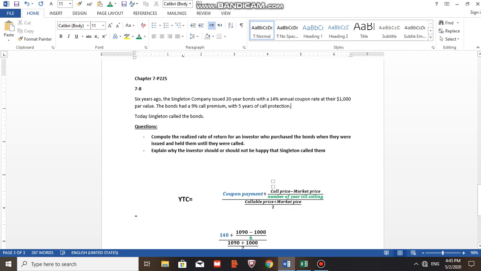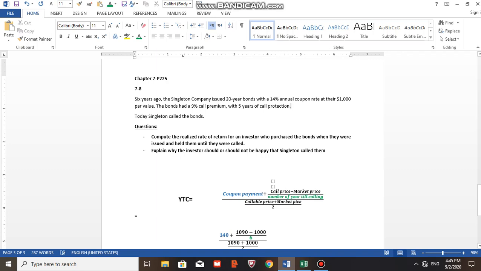The first question is to compute the realized rate of return for an investor who purchased the bonds when they were issued at time 0 and held them until they were called at year 6. Even if the question doesn't mention directly what yield should be calculated, because we are asking about a rate of return from the issuance of the bond till the calling of the bond, we are talking about the YTC, the yield to call, because the yield to call is the realized rate of return for the investor in case the bond is called.